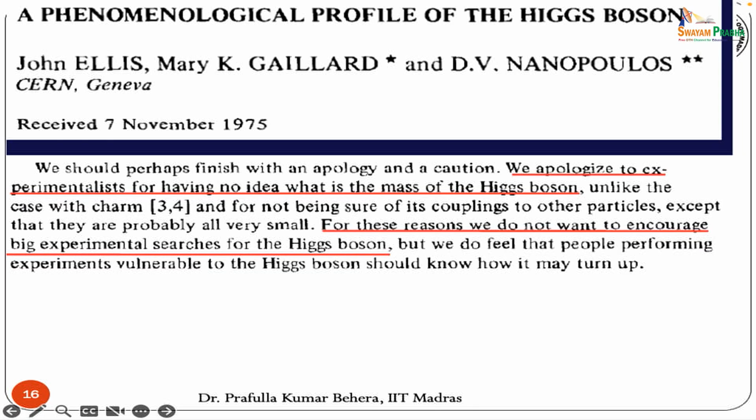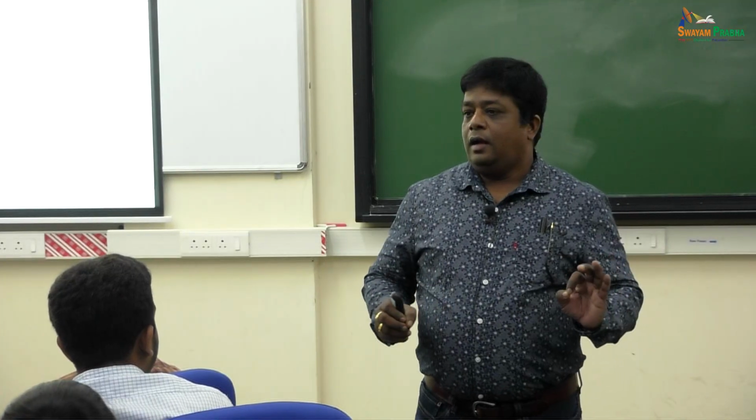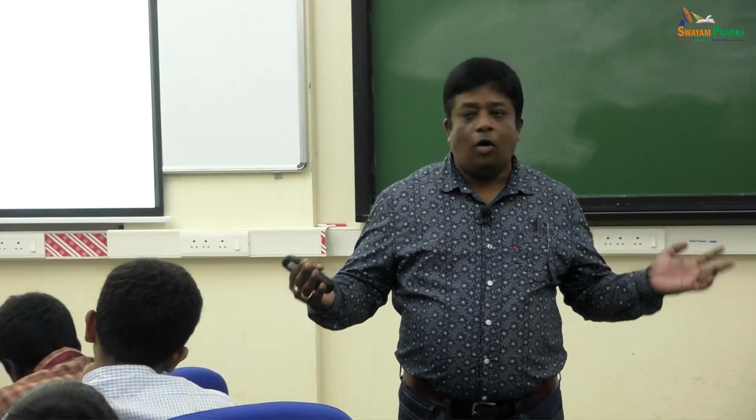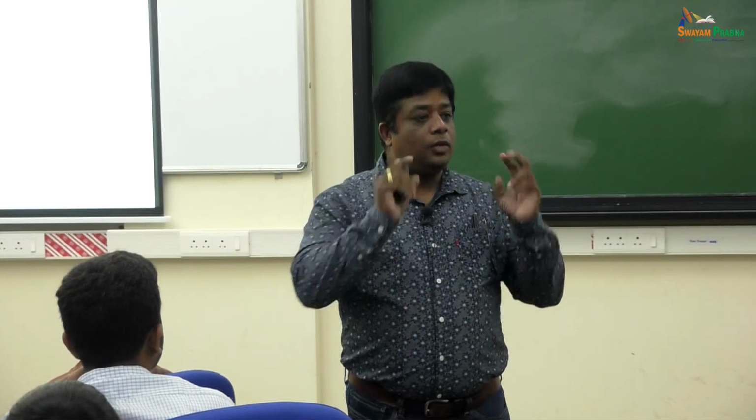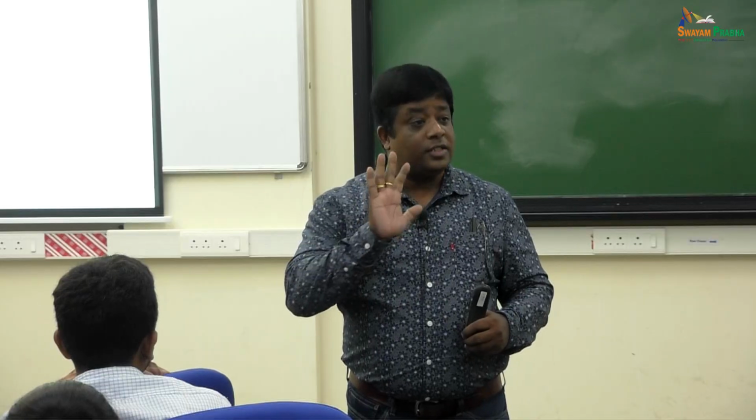Unlike the case with the charm meson or charm quark, where mass is predicted, here they are not sure, and its coupling to the other particles is not understood either. How much mass, because Higgs mass is very important. Except that they are probably all very small. For this reason, we do not want to encourage a big experimental search for the Higgs boson. If the theoretical community, which is 50% of the world, does not support it, no government will pay you $1 billion to see. Around the 90s, when no experiment had found it, all theorists figured out this is what we also want, then all the world bodies encouraged it, saying this is the question we also want. Let's invest money, billions of dollars is worth it. That is where the big experiment starts. It becomes a big question.